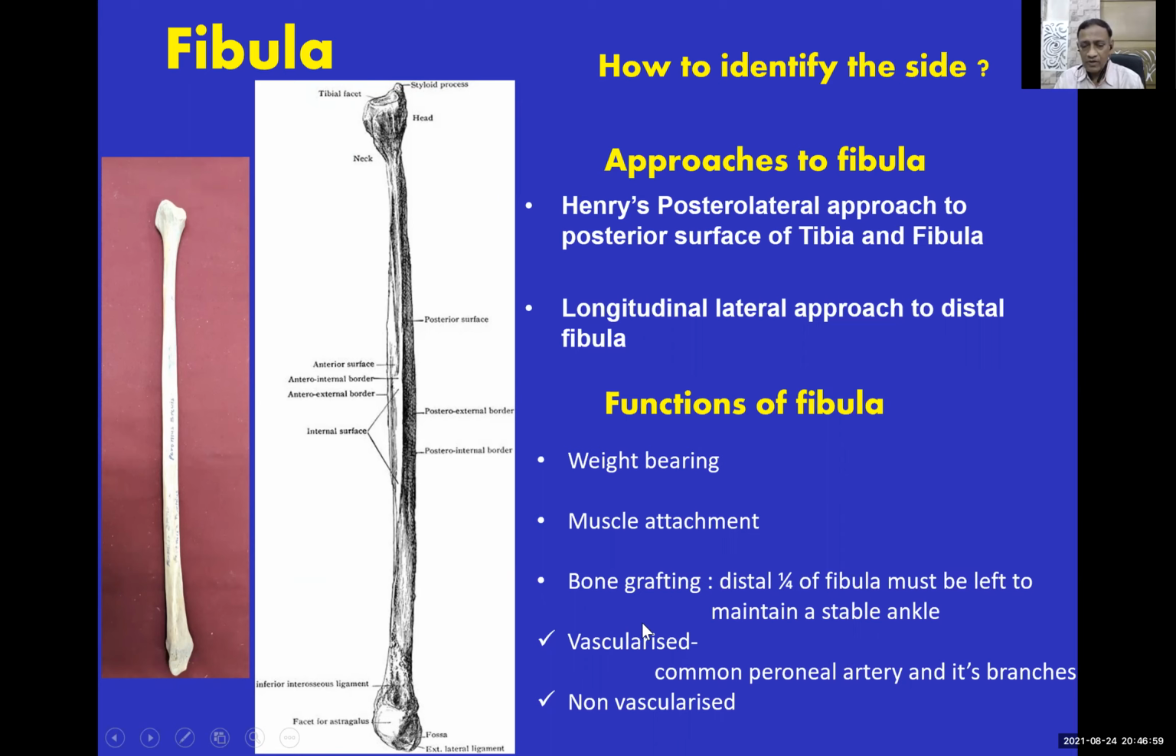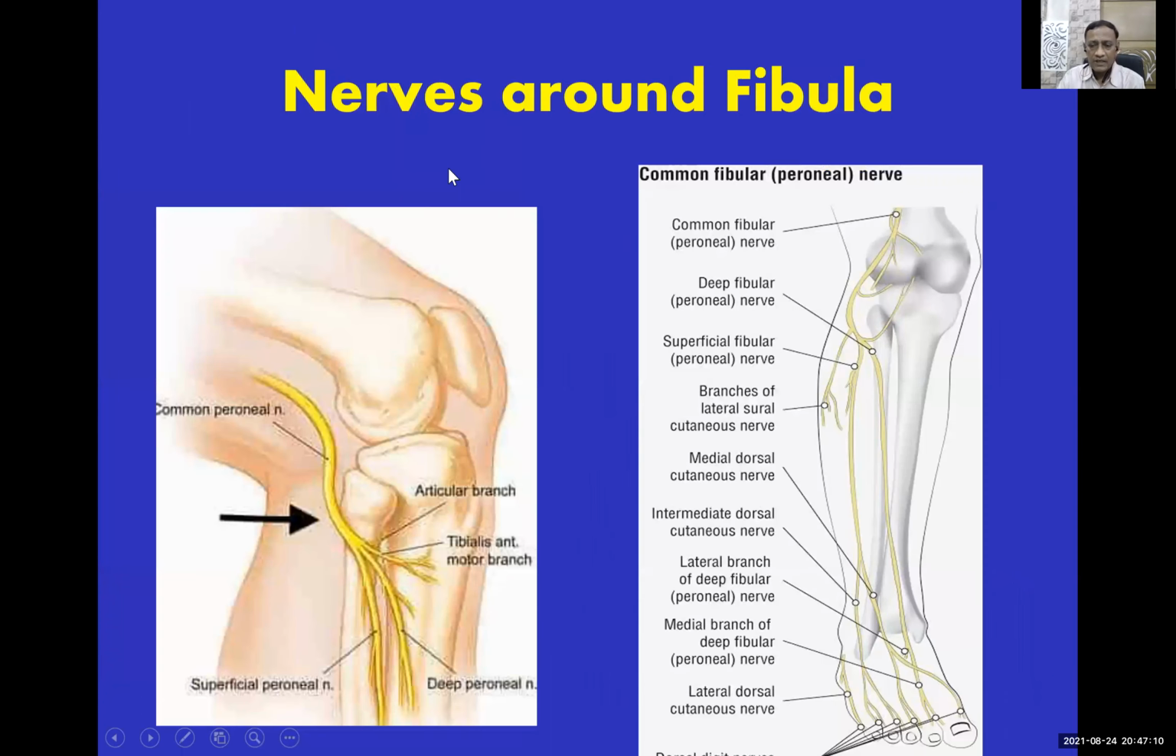Sometimes you have to do vascular fibular grafting or non-vascular. In vascular, you take the blood supply from the peroneal artery. This is the nerve which is in relation with the fibula. There is the common peroneal nerve. It comes along the posteromedial border of the long head of biceps femoris, then goes downwards and winds around the neck of the fibula. It enters into the peroneus longus muscle.